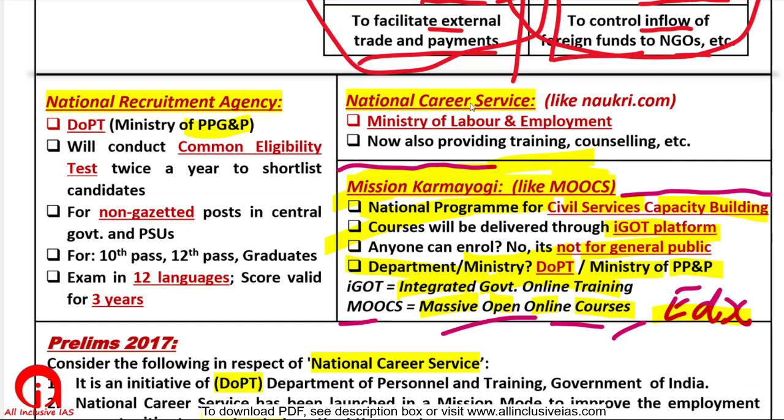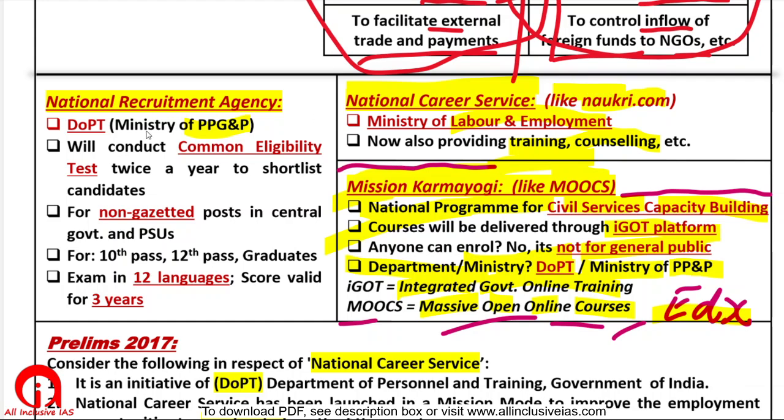What is National Career Service? National Career Service is just a job portal like Naukri.com. It is run by the Ministry of Labor and Employment. Now it is also providing some training and counseling facility. If you are seeking a job, not a government job, you just want any job, you can register yourself on this website, National Career Service. Then private companies who want to recruit people will register themselves on this, just like a job portal.